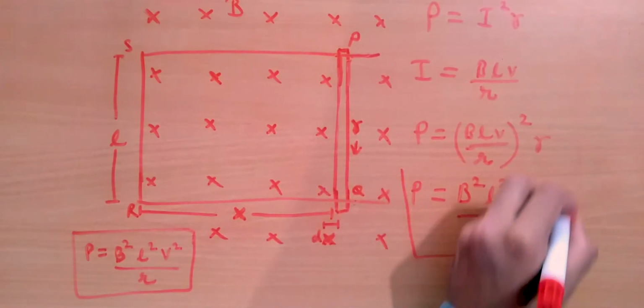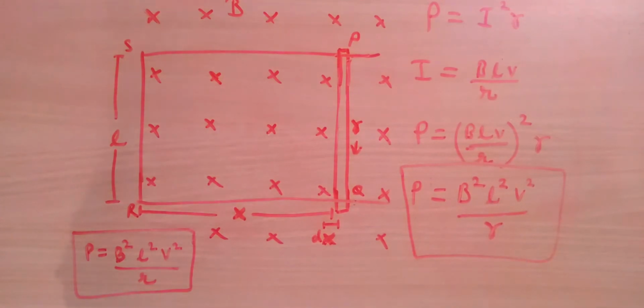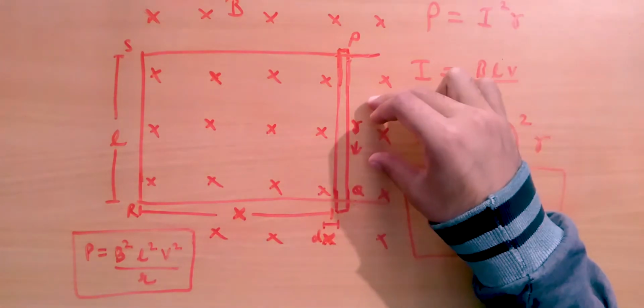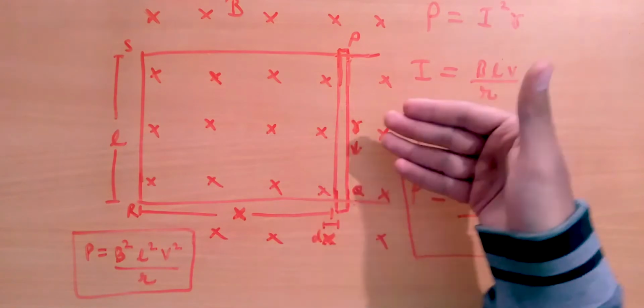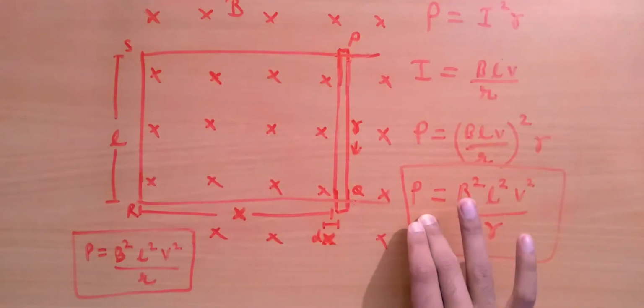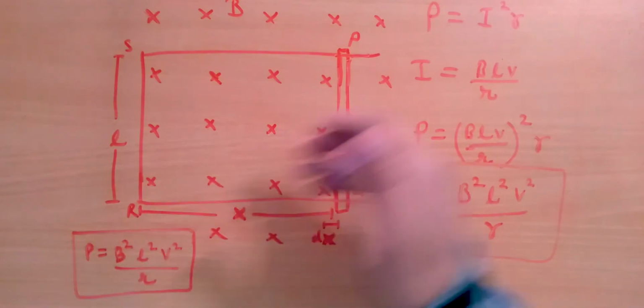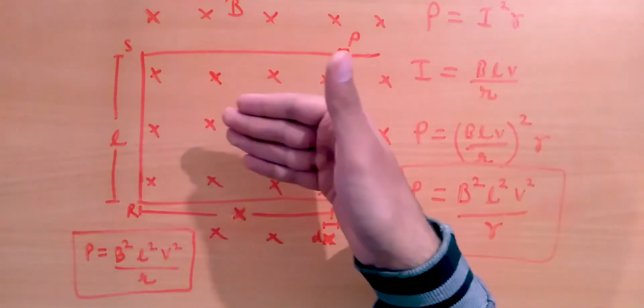And if you notice, P equals B square L square V square upon R is the same expression as the earlier one. I've got the same expression, which simply states that this is the power that I need to put into the system to move this rod in that direction. So this power is the rate at which work is being done by me, or by the external agent, to push this rod in that direction.